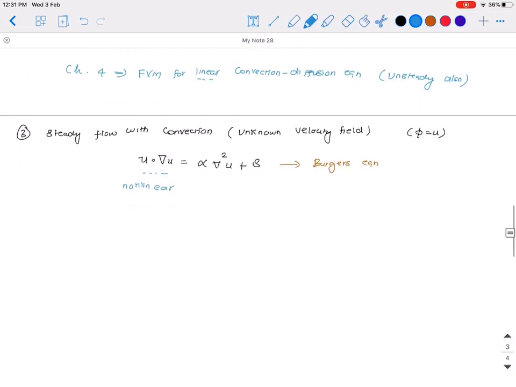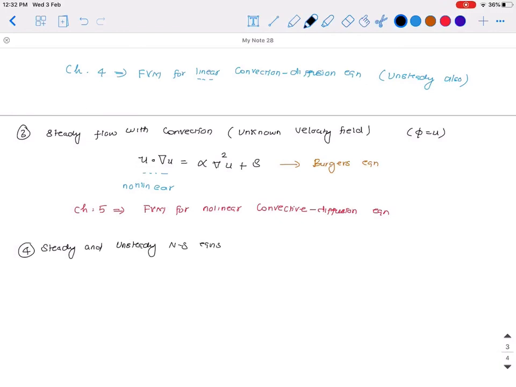So the focus of chapter 5 is on finite volume methods for non-linear convection diffusion equation. After discussing all these simplified equations, we will go for, as a last step, steady and unsteady Navier-Stokes equations. That is the main objective of this course.